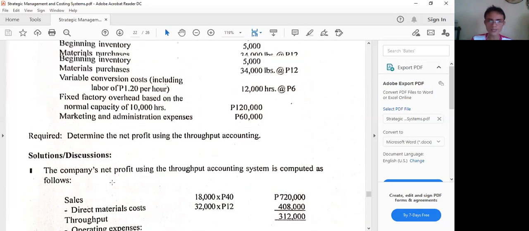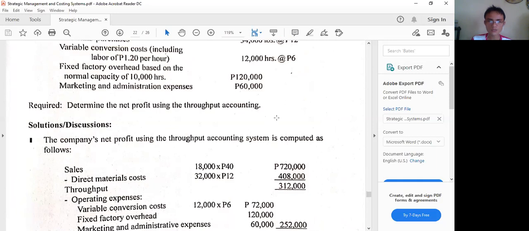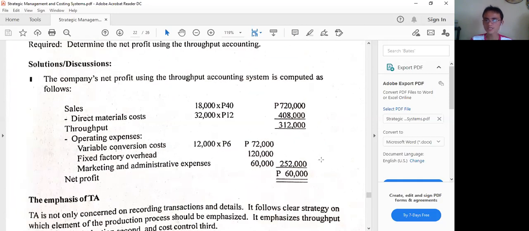But it's like all operating expenses. 12 times 6, 120, and 60. So we get net profit of 60,000. Overall, whatever method that we use, the net profit should be the same. Hopefully that is clear.